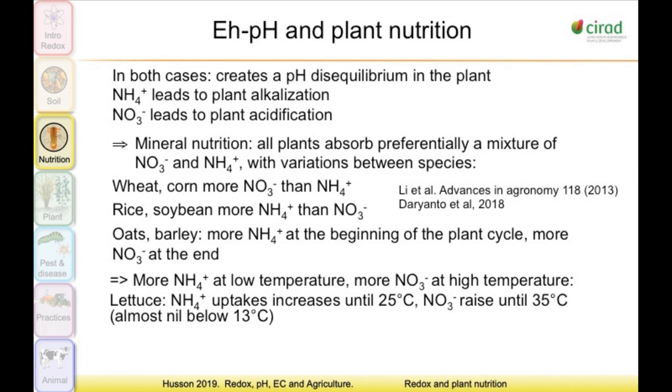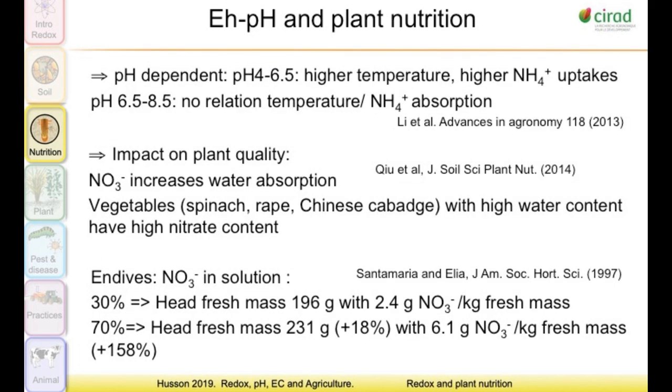Below 13 degrees Celsius, absorption of nitrate is almost nil. But it rises up to 35 degrees Celsius. The maximum nitrate absorption is at 35 degrees Celsius. So it's linked to temperature, and this is also linked to the pH.